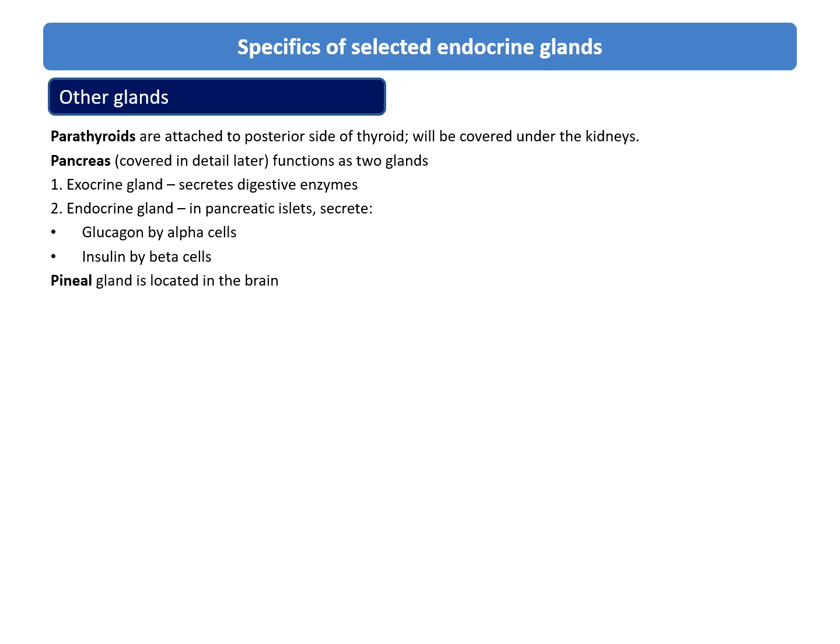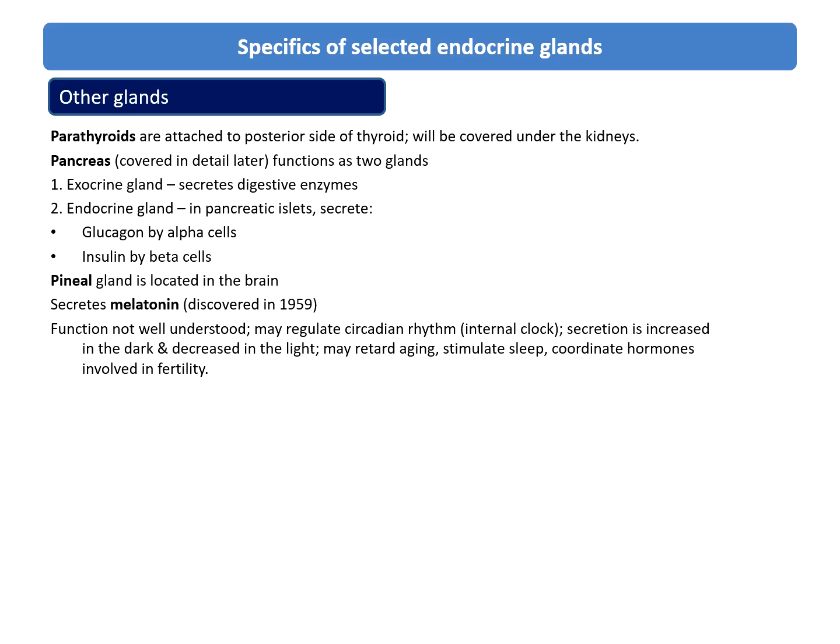The pineal gland is located in the brain. It secretes a substance called melatonin. This was discovered rather recently, 1959. Its function is not too well understood. It seems to be involved in regulating circadian rhythm. The secretion of melatonin is increased in the dark and decreased in the light. It may have an effect on retarding aging. It does appear to stimulate sleep, and it may coordinate some of the hormones involved in fertility.